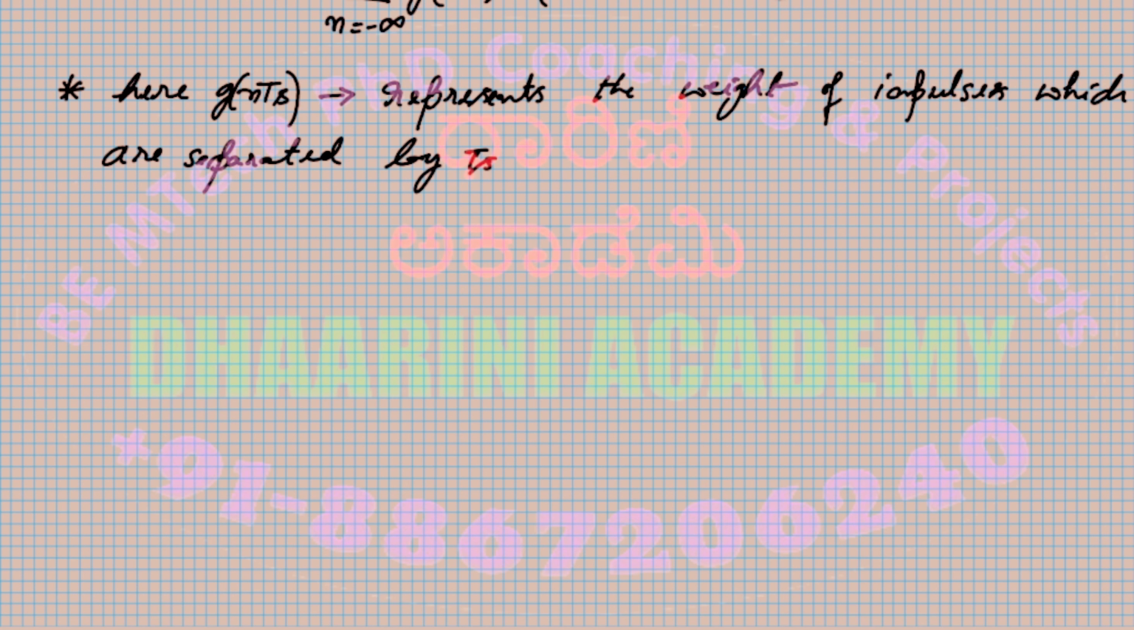Now, let us try to change the scenario here. Instead of using the impulse, let us use small rectangular pulses whose amplitude will be g of n Ts and width is still something like stretched rectangular pulses of certain length, say capital T. Let's try to write that first, then we'll see how I come to the flat top concept.